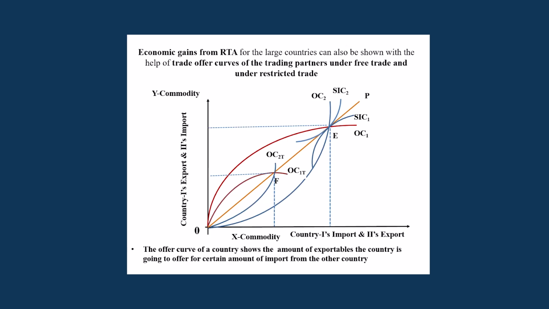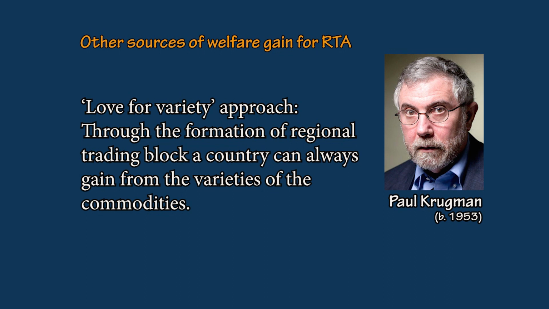So when the country forms the regional trading bloc, it moves from the tariff distorted offer curve to the without-tariff offer curve, the free trade. And that indicates a higher volume of trade and a higher level of social welfare. In this way, you can indicate the gain from the regional trade agreement. Now, Paul Krugman, a famous economist, says that through the formation of a regional trading bloc, the country can also gain from the varieties of commodities. It is called love for variety.